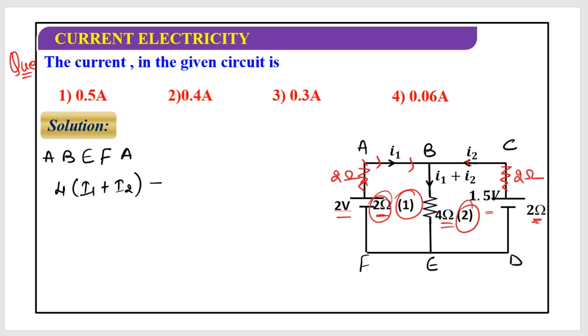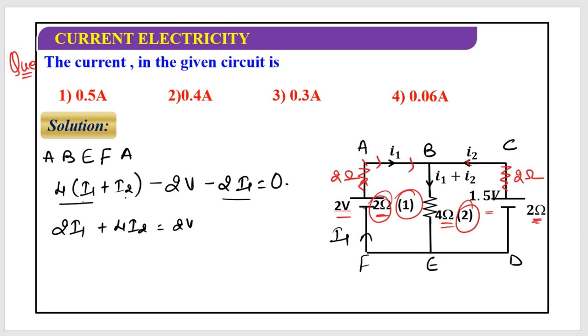And then it's minus 2 volt. This is minus 2 volt. And then a resistance of 2 ohm, and the current is I1. So this is minus 2 multiplied by I1, that should be equal to 0. So this is 4I1 minus 2I1, that is plus 2I1 plus 4I2, that should be 2 volt. This is the relation number 1.